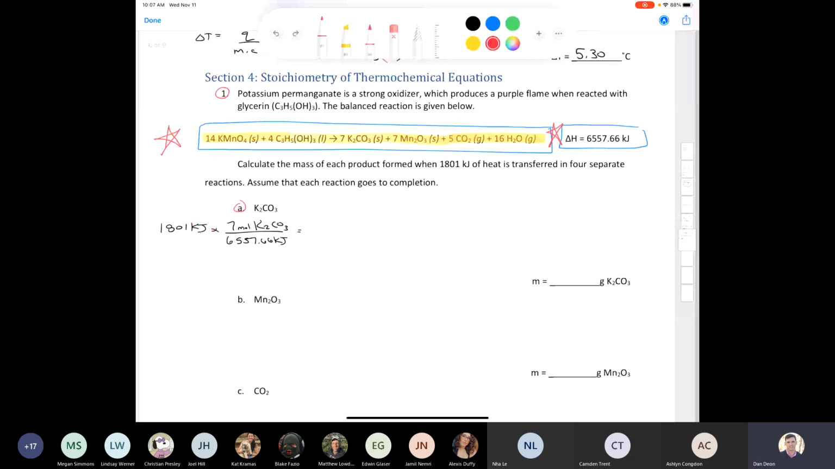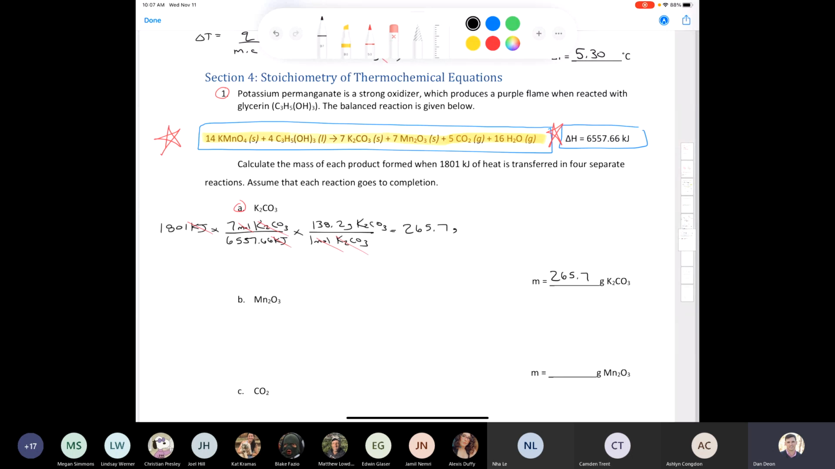Okay, so another conversion factor. In 1 mole of potassium carbonate, and I've already looked up the molar mass, there's 138.2 grams of potassium carbonate. Now look at it. The amount of heat released cancels with the heat released from our reaction in the blue boxes. That leaves 7 moles of potassium carbonate, and if we multiply by the molar mass, that gives us the amount of potassium carbonate formed. When we do that, we get 265.7 grams of potassium carbonate.